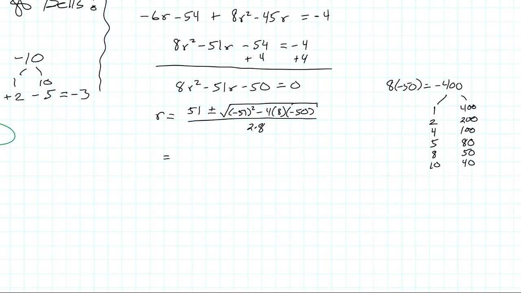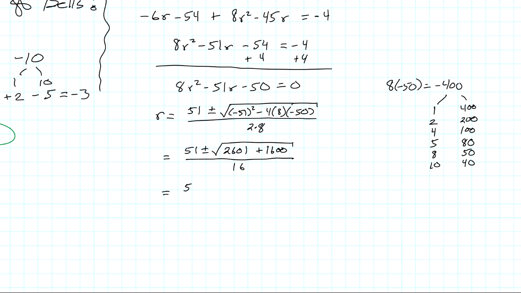And let's work through this slowly. We've got 51 plus or minus the square root of negative 51 squared. I'm not even going to attempt that by hand. 51 times 51 is 2,601. We'll go plus, because there's two negatives there, the minus 4 and the minus 50. 4 times 50 is 200, times 8 is 1,600. And this is all over 16.